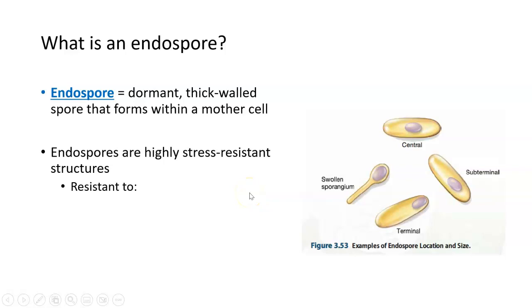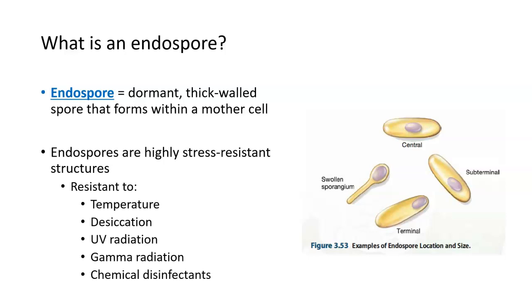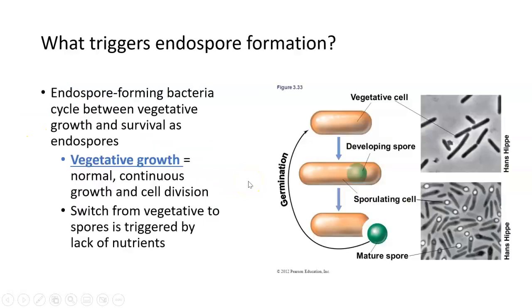Endospores are really interesting structures. They're extremely stress resistant. They're resistant to high and low temperatures, to drying out or desiccation, to UV radiation as well as gamma radiation, and to a lot of chemical disinfectants, including bleach. An endospore structure is extremely advantageous from a bacterial standpoint because it allows the bacteria to remain dormant, especially through really high stress situations.